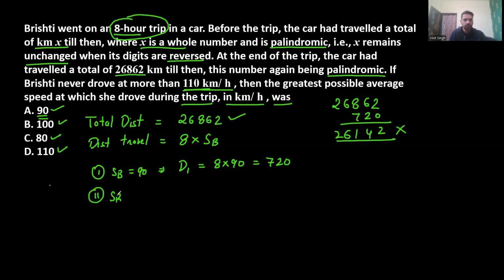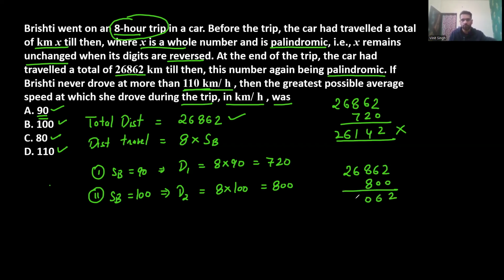Second one, the speed is 100. Now the distance is equal to 8 into 100, which is 800. Now again I will subtract: 26862 minus 800 becomes 26062. Now 26062 is a palindromic number, because from the left-hand side and the right-hand side, the number remains the same. So we can say option B will be the right one.